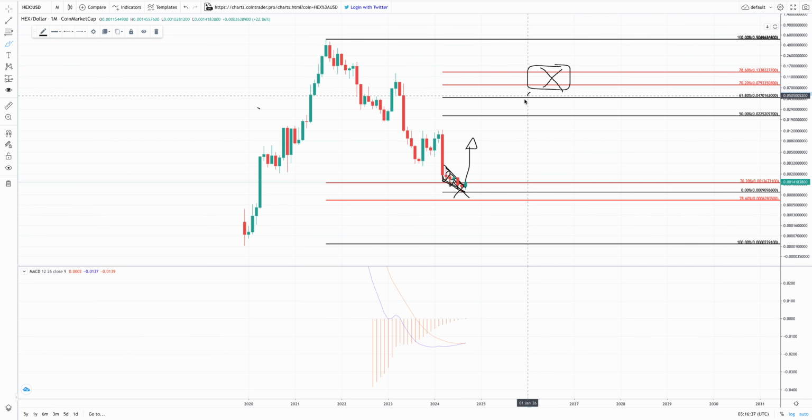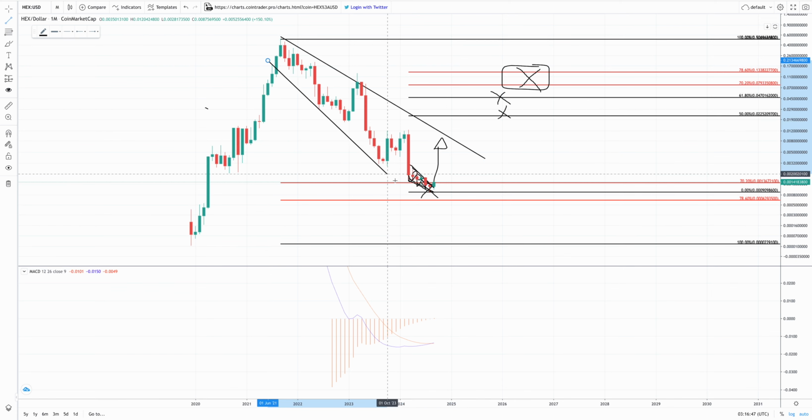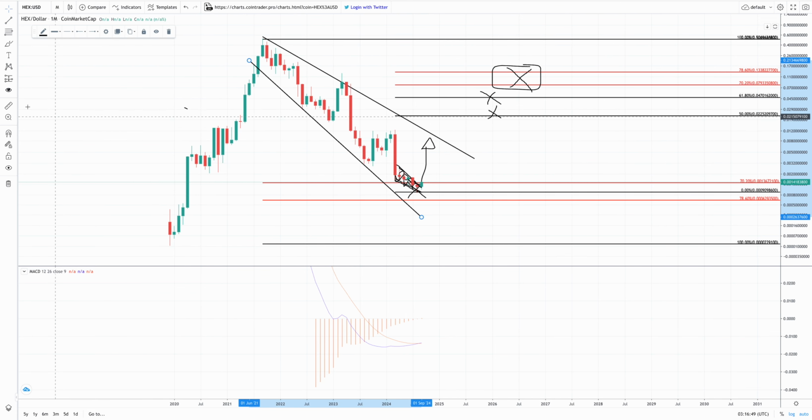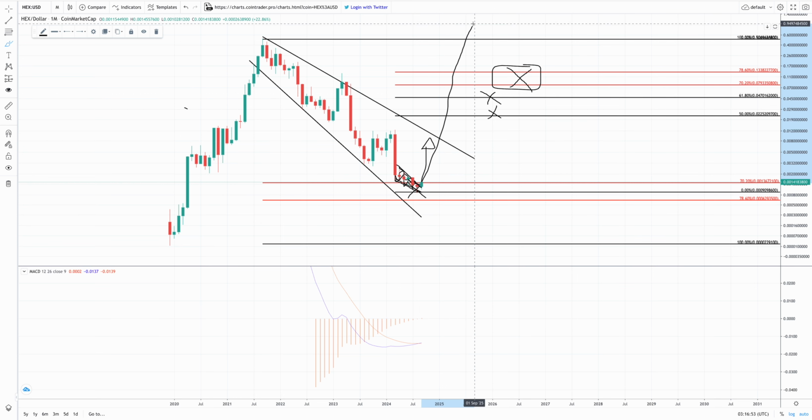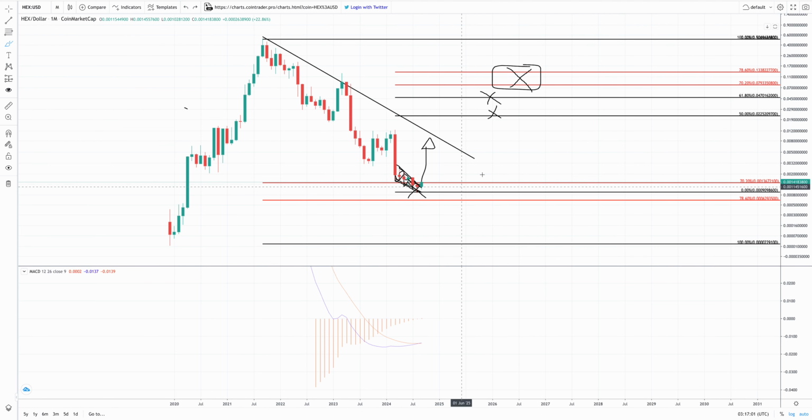Worst case scenario, it comes down towards the lower fibs at the 50 and the 61.8% fib. Ultra bullish scenario would be that this is just a bullish descending broadening wedge, and we're going to have continuation up, right? And this would just be a macro ABC, and then we would come down from there. Okay, I'm just showing you all the scenarios.